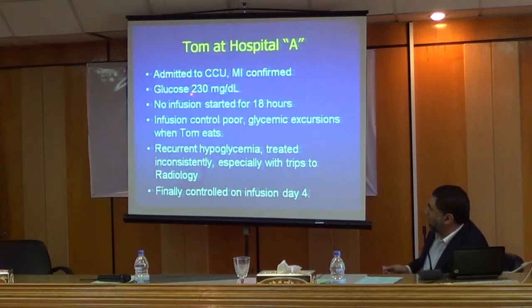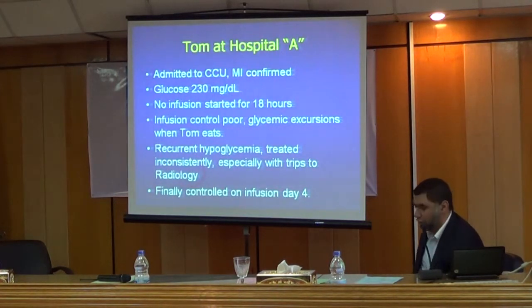Tom at hospital A is admitted to CCU, myocardial infarction confirmed, glucose 230 mg per deciliter, no infusion started for 18 hours. Infusion control poor, glycemic excursions when Tom eats, recurrent hypoglycemia, treated inconsistently, especially with trips to radiology. They omit the meal for the radiology and do not give the insulin. Finally controlled on infusion day 4.